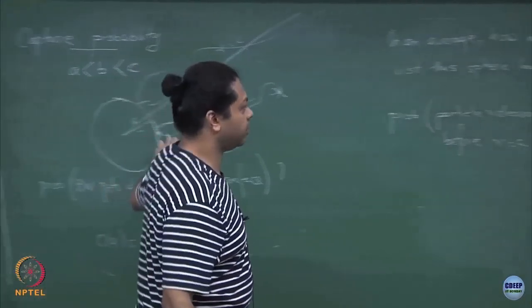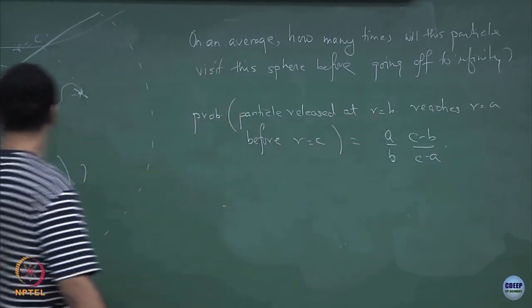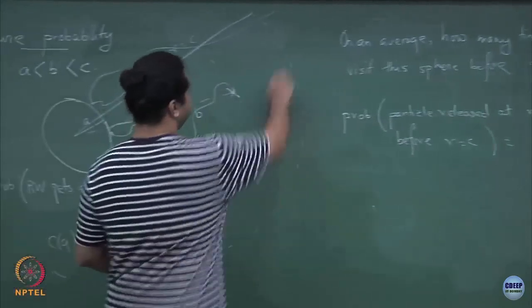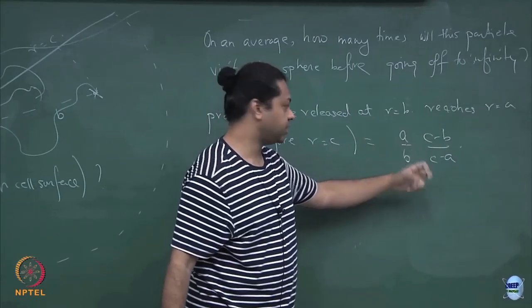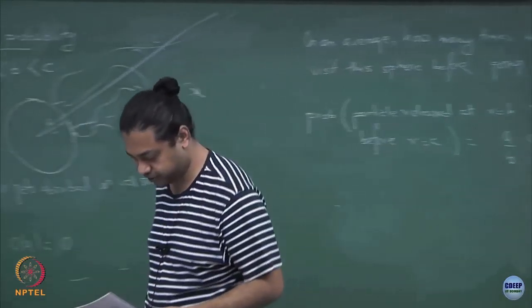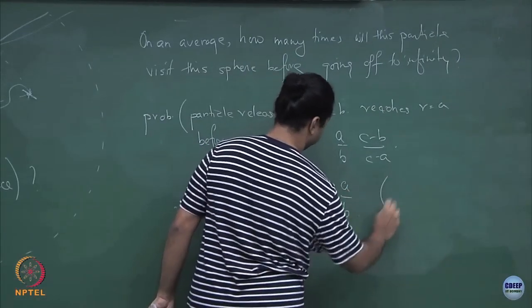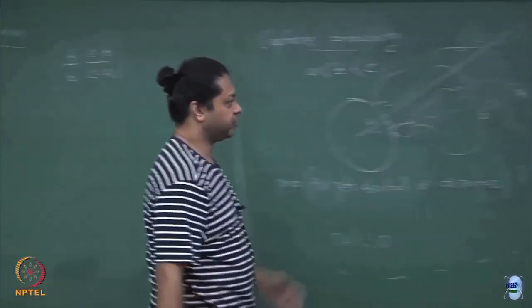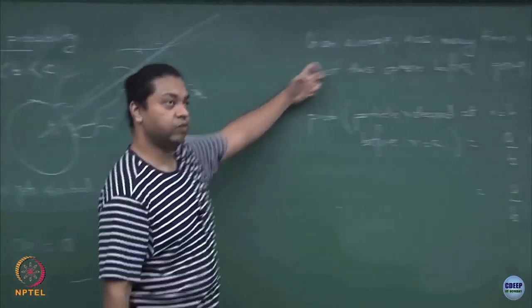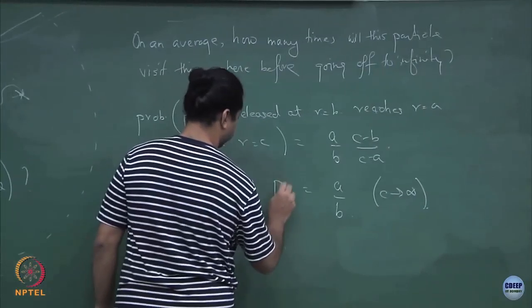So, I can reinterpret this problem: the particle which was released at r equal to b reaches the distance r equal to a before it reaches this outer sphere at r equal to c. That probability is going to be the same as what I calculated, a by b into (c minus b) by (c minus a). And therefore, if I took c to infinity, that probability is a over b. So, this is the probability that it reaches this surface before it wanders off to infinity. Let me call this p.